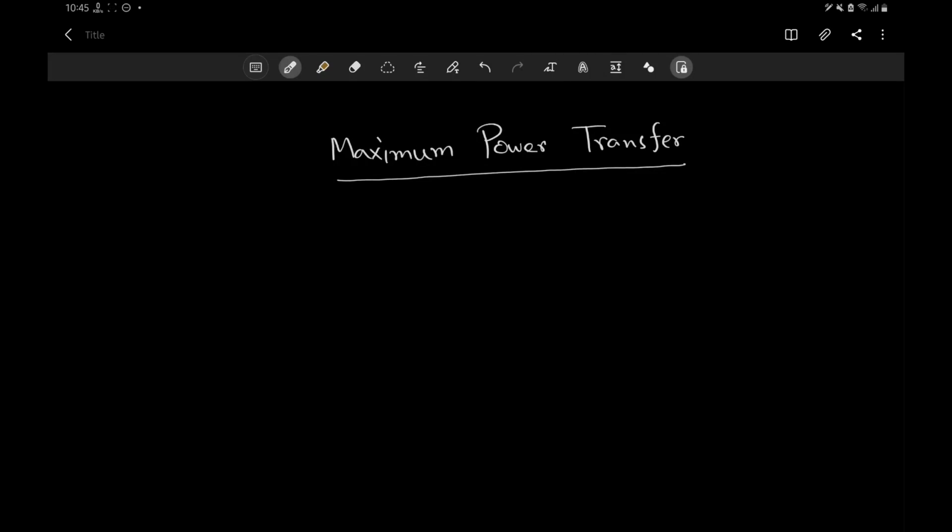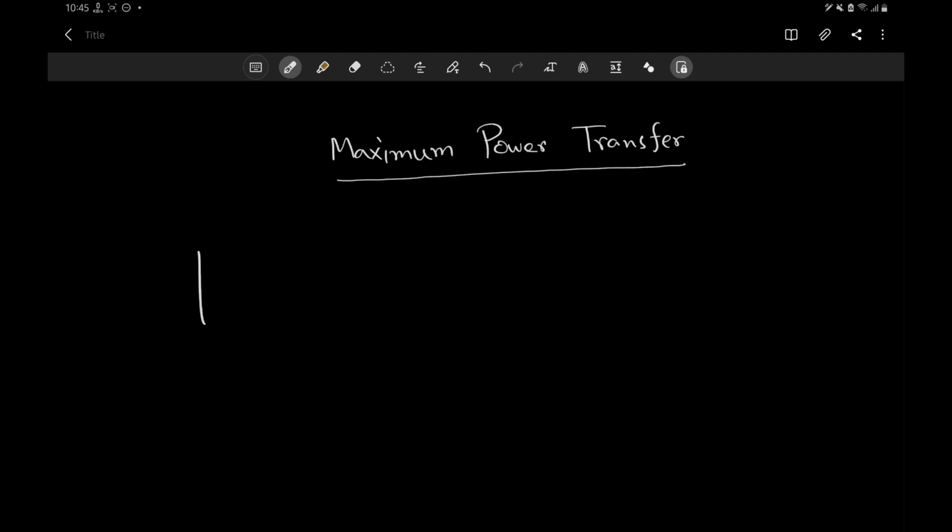Welcome to another lecture. In this lecture, we are going to talk about maximum power transfer. That is how we can transfer the maximum amount of power from a circuit to one of its specific circuit components. So what do I mean by that? I think a hypothetical example might be very good here.